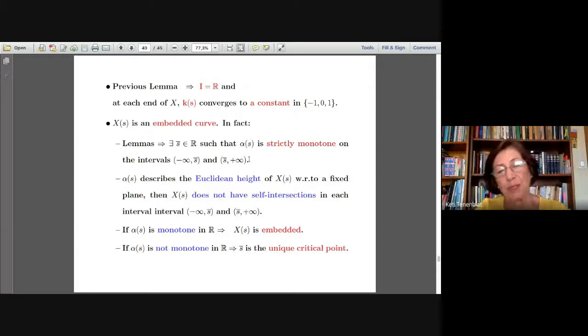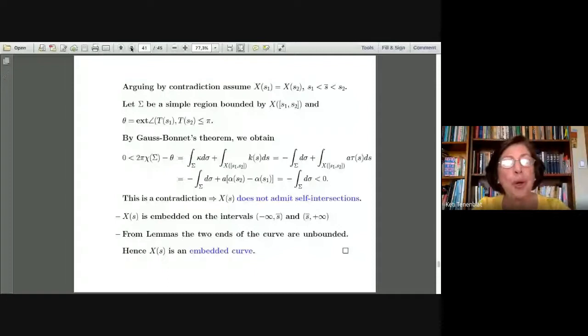Now, as we saw, alpha of s describes the Euclidean height of X with respect to one of the fixed planes. Then X does not have self-intersection in each of these open intervals, because alpha is strictly monotone on each of them. Now, if alpha is monotone on the whole real line, then X of s is embedded. If alpha is not monotone on the whole real line, then s bar is the unique critical point. Now we will show that it is embedded by arguing by contradiction.